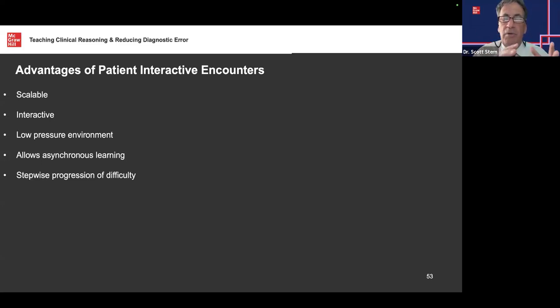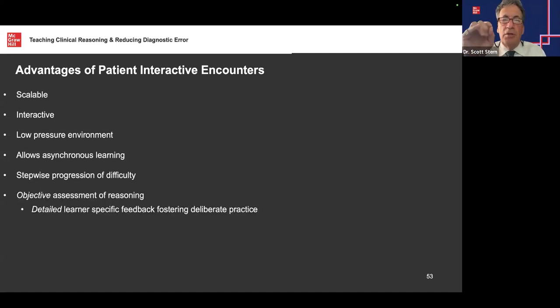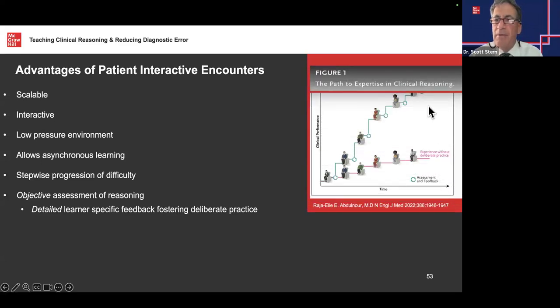Again, I won't talk too much about those cases right now, so that they can get more and more difficult cases as they progress. There's an objective assessment of reasoning with detailed learner-specific feedback, fostering deliberate practice. So I want to show you an image that Raja Eli Abdunur published in the New England Journal of Medicine.